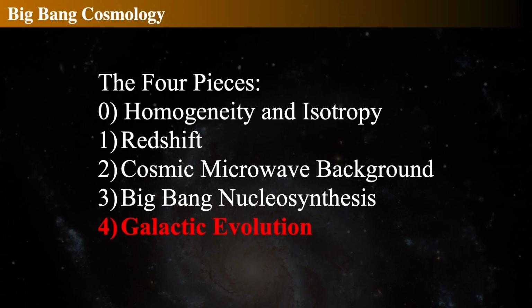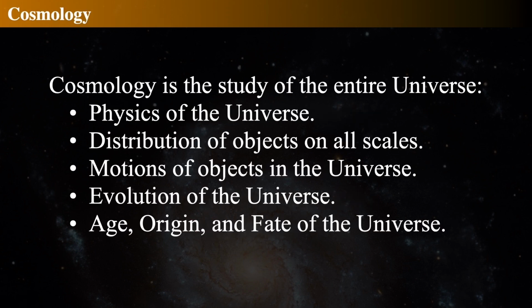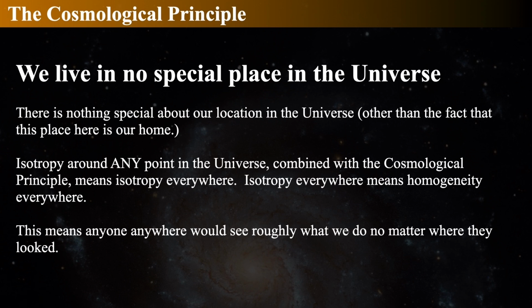One of the most important things that we have then is that we found last time that galaxies come in clusters and groups and that there's been some big surveys. So now we're going to look at galactic evolution and how things change. So again, cosmology is the physics and distribution and age of the universe. And the cosmological principle says there's nothing special about our location other than it's our place and our home. And as a result, the laws of physics are the same everywhere in the universe.